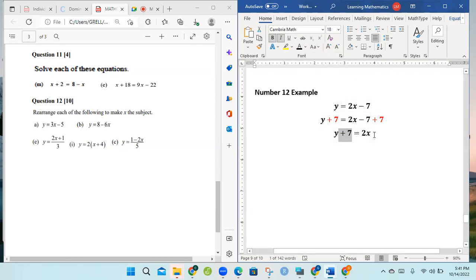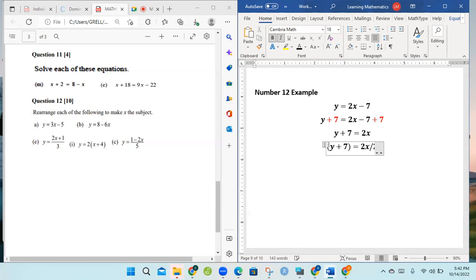So now we're going to divide by 2 on both sides. Now, since Y plus 7 is an expression, we place it in brackets. It's very important because both the Y and the 7 have to divide by 2. It's not just 7 divided by 2 alone. So we enclose Y plus 7 in a pair of brackets.